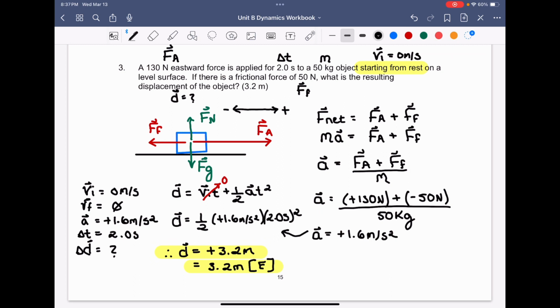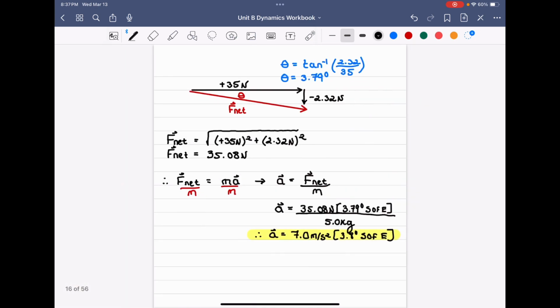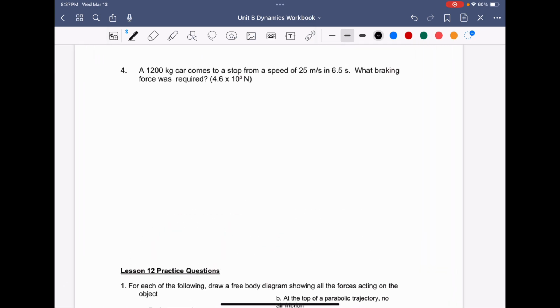This is no surprise to me, and it shouldn't be any surprise to you moving forward. All right, now our very last problem is number 4 here.